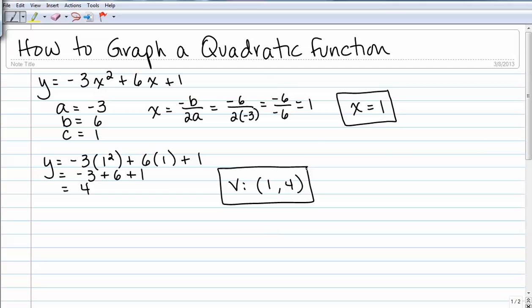And now I need to tell if the vertex is a maximum or a minimum. So we look at a. A is negative 3. That is less than 0. So that means my graph is going to look like this, and my vertex will be the high point of that graph. So my vertex is going to be a maximum.